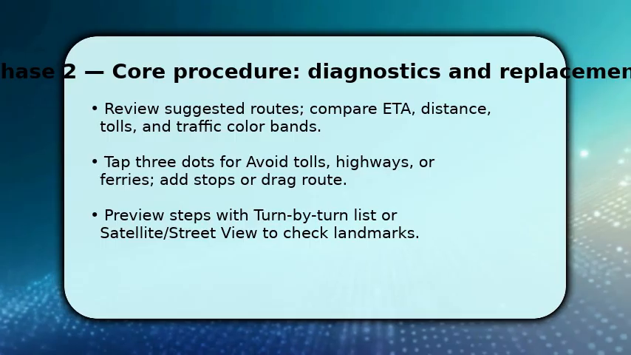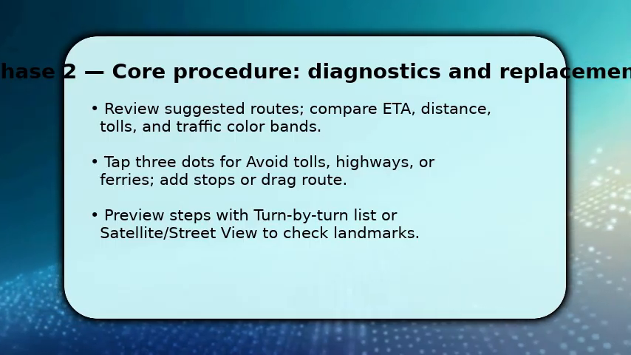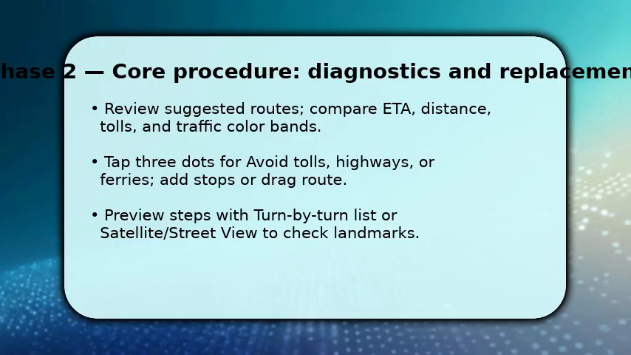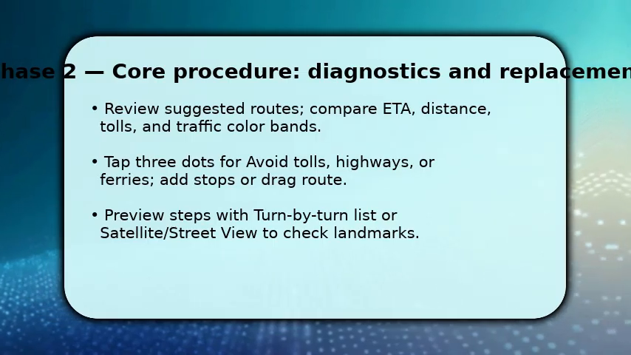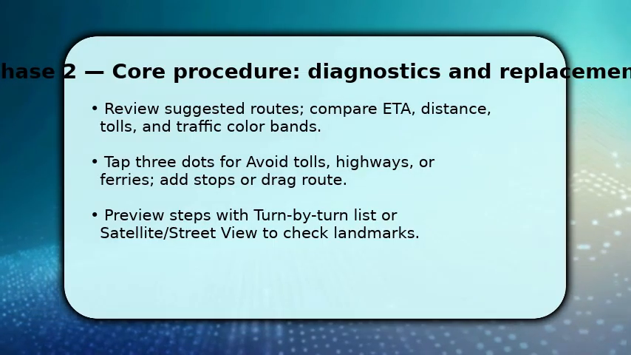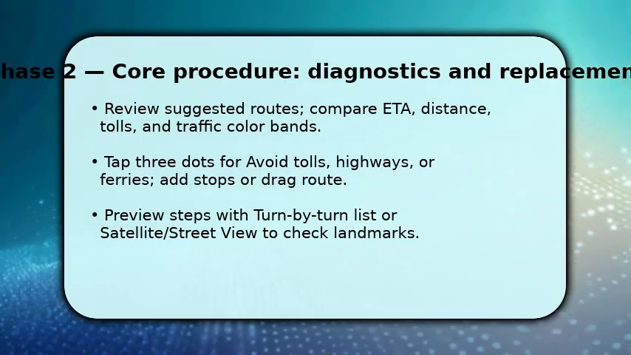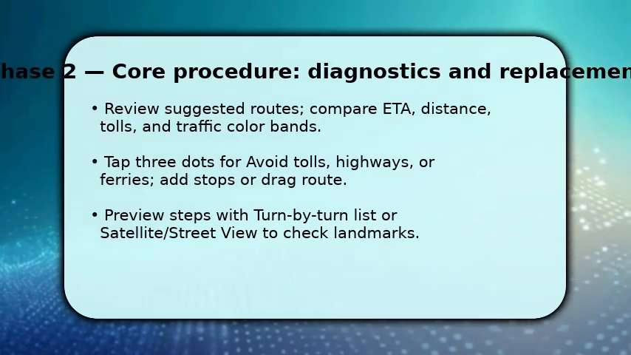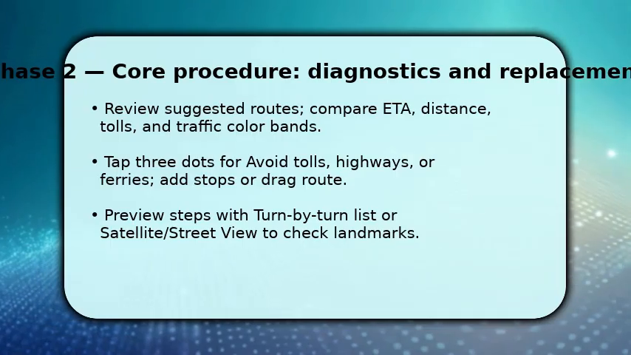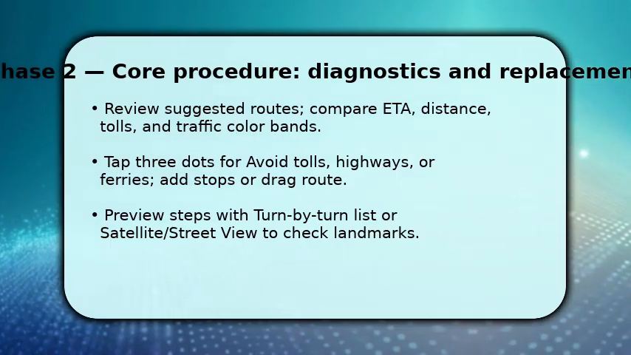Next, review the alternative routes and compare ETA, distance, and toll indicators. The colored traffic lines explain delays so you can pick faster roads. Then, tap the three-dot menu to avoid tolls, highways, or ferries and add multiple stops. This is how you control cost and preferences.